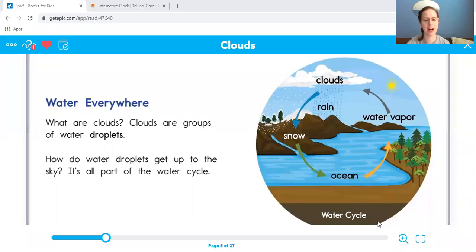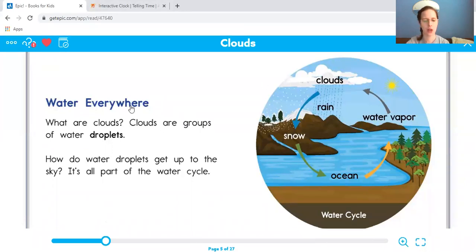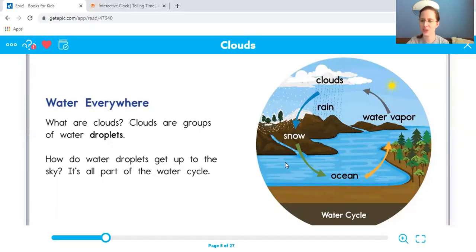So to help us learn a little bit more about clouds today, I'm going to share my screen one more time, and we are going to read a book together on Epic today. So here's our book, and it starts out by telling us about the water cycle right here. So let's read along together. Water everywhere. What are clouds? Clouds are groups of water droplets. How do water droplets get up to the sky? It's all part of the water cycle.